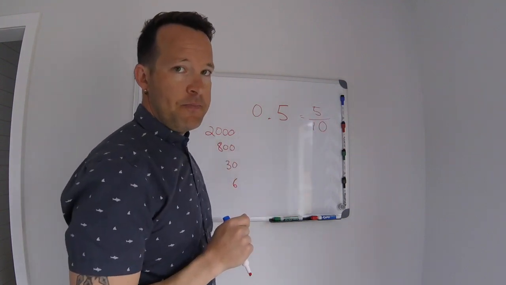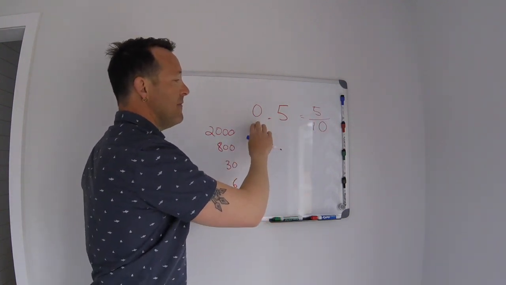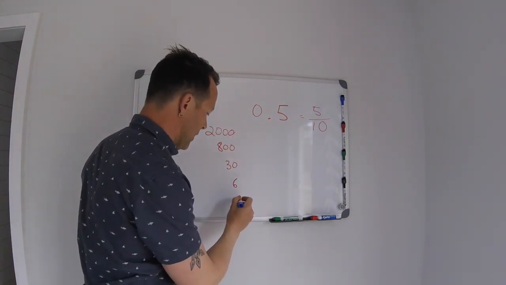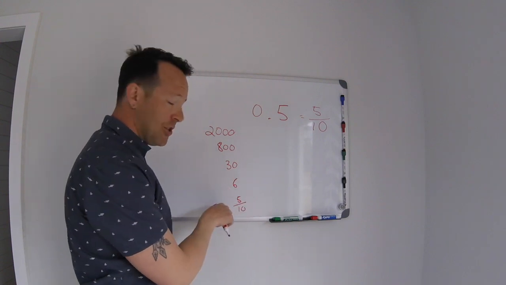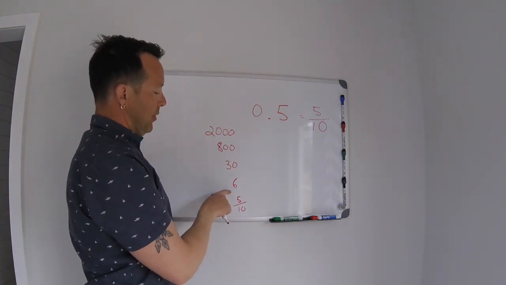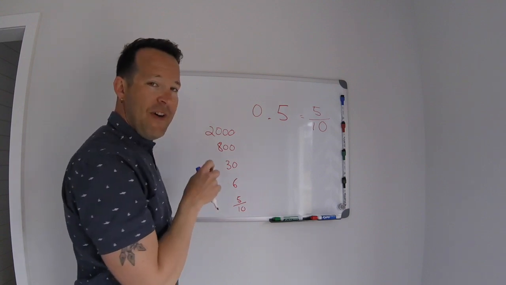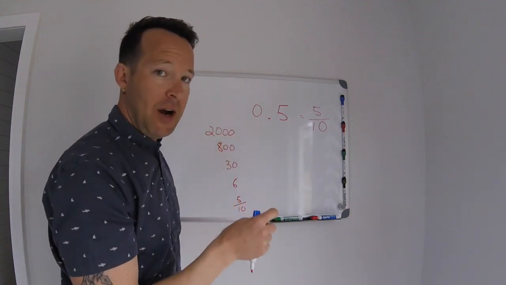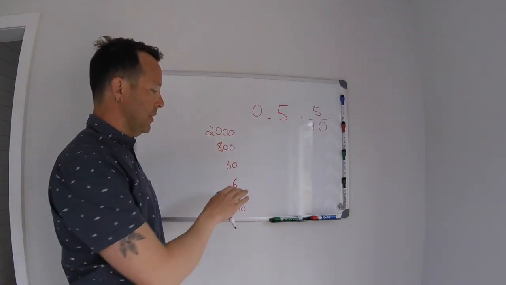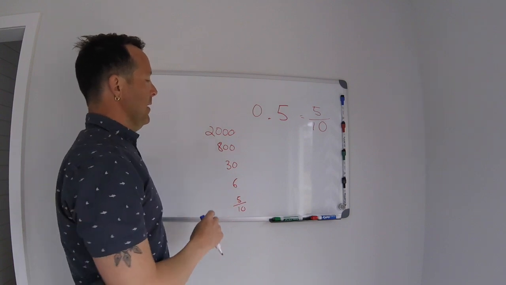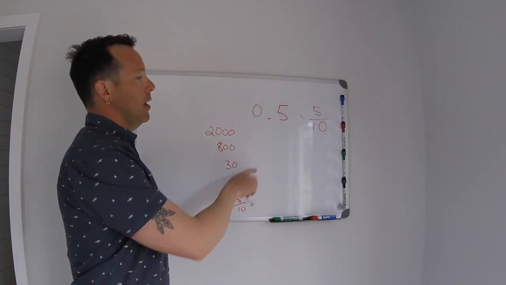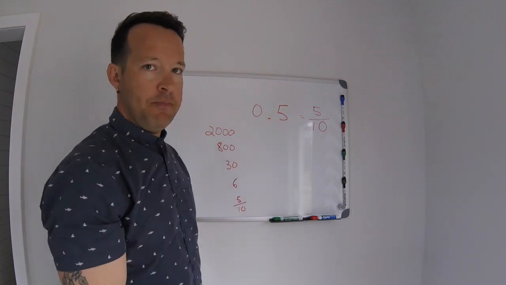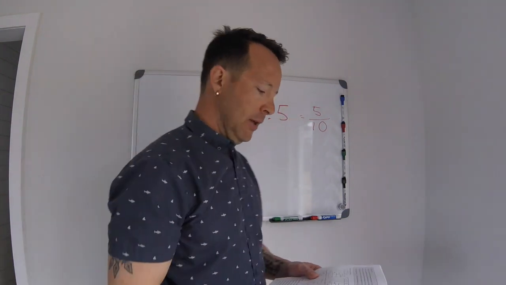5 out of 10. So that means the value of the tenths column is 5 over 10. It's a fraction of a whole thing. So these are all the values, and this is the value of the 0.5. This is probably the first time you're seeing this way, so just remember that the value of the 0.5 is always this number over 10. Always.